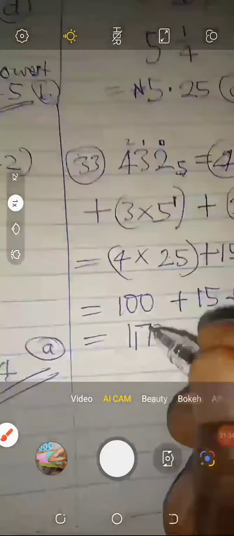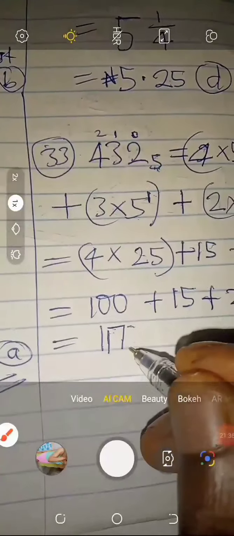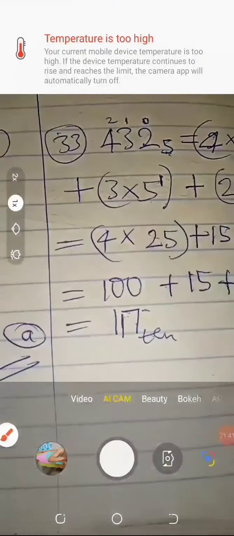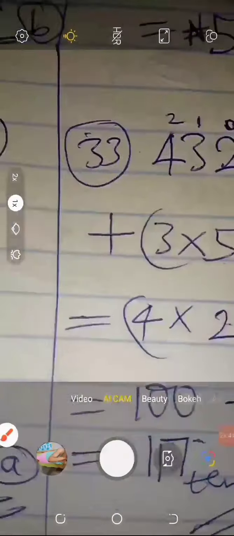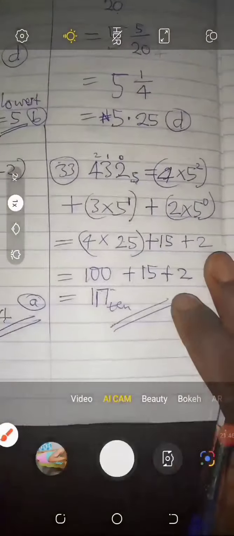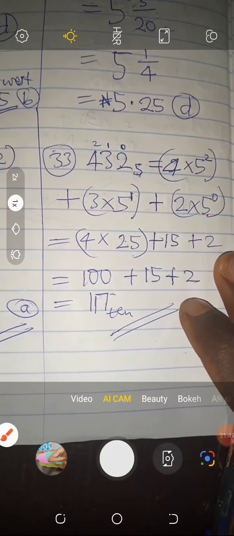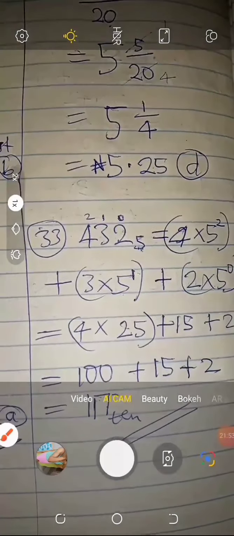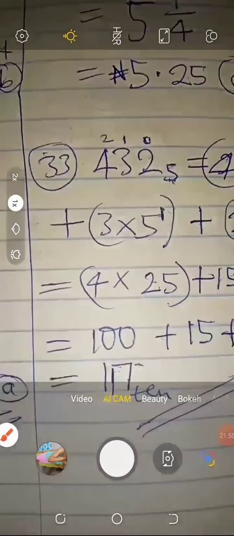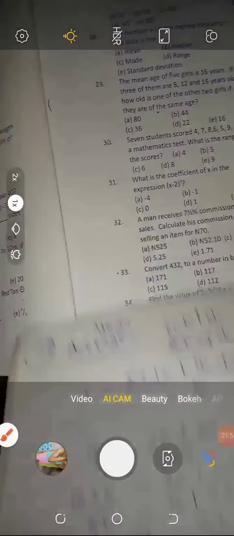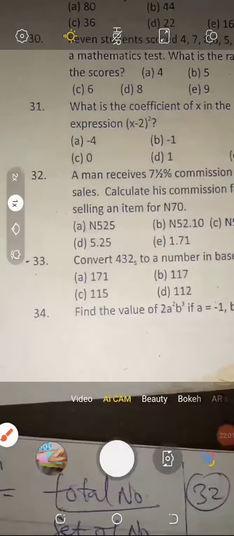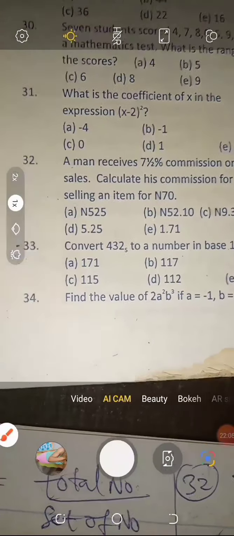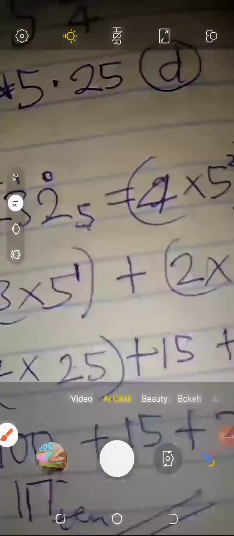Remember, 117 is in base 10. You can write it in letter form or figure form, whichever you want. So our answer is 117 base 10. We have successfully converted 432 in base 5 to 117 in base 10. Let's check our answer among the options: the correct answer is B, which is 117.